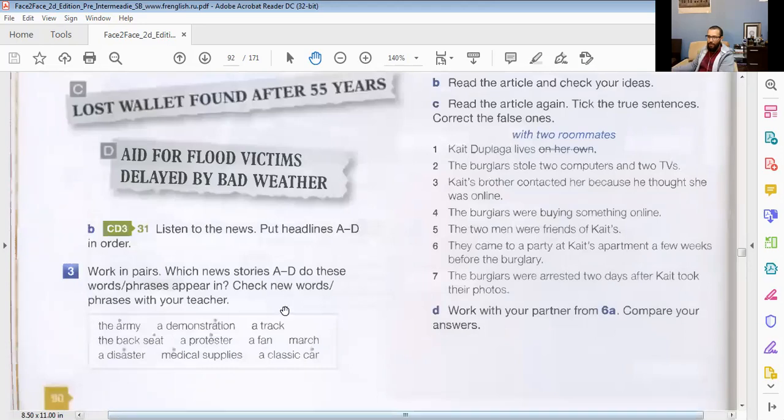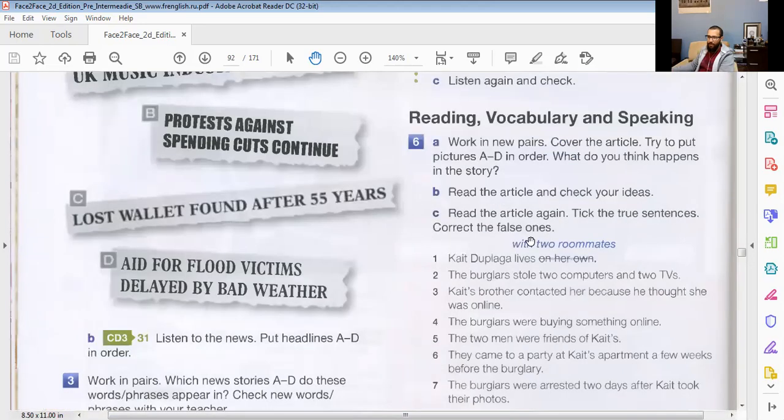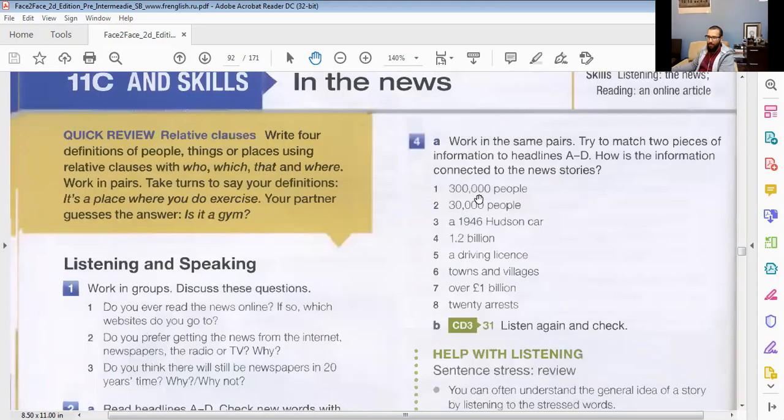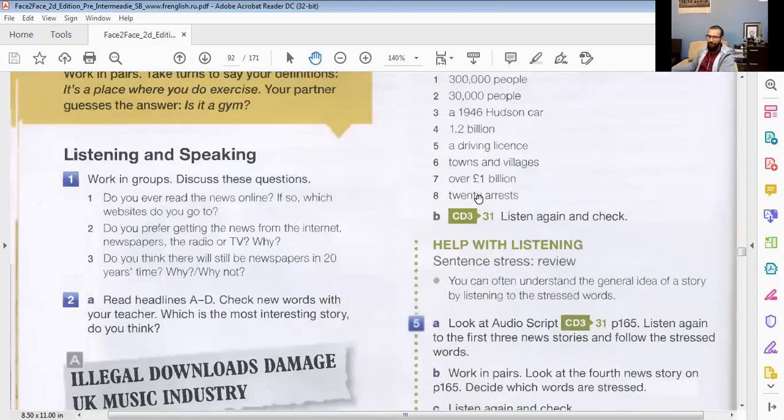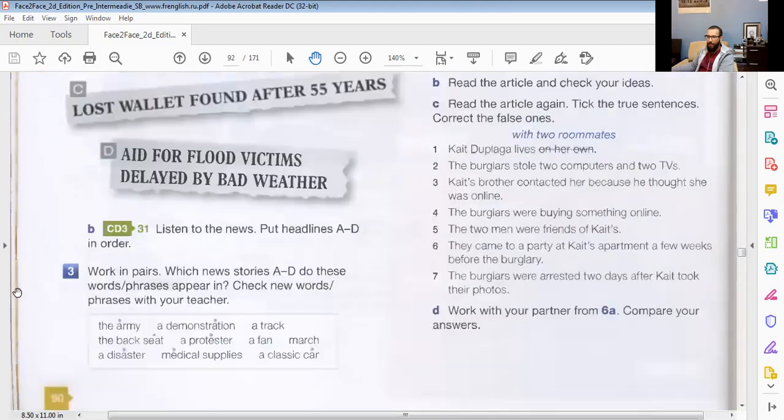Now, because we're going to have some questions here about the listening that we listened to last time, the track, I think we need to cover these words first. So I'm just going to read them for you. If you find any new words, I'll talk about them.